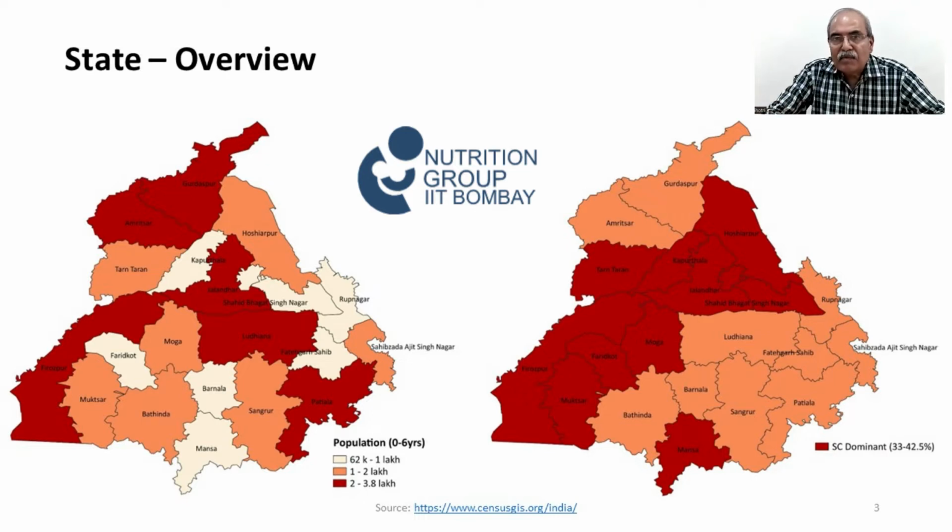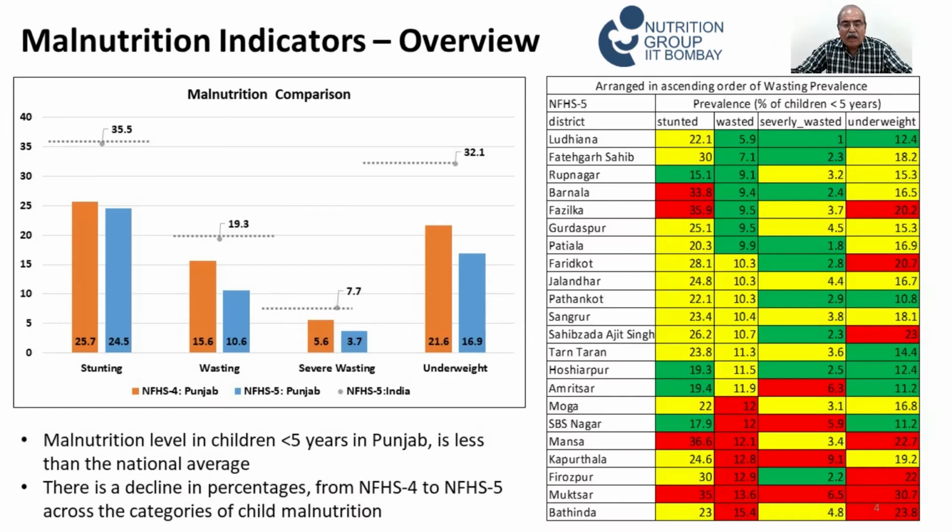The second figure that we have shown shows a strip in darker brick color, which shows a stronger concentration of the scheduled caste population. So Punjab, you would know, hardly has any scheduled tribe population, but there is a sizable scheduled caste population. So these districts would also require attention. We also are providing an overview.